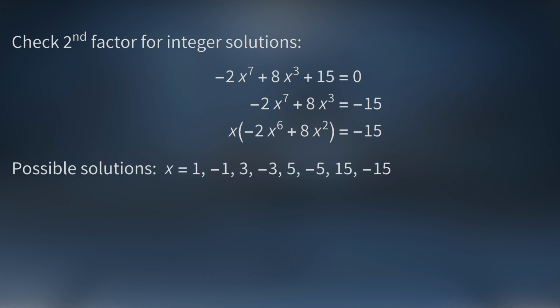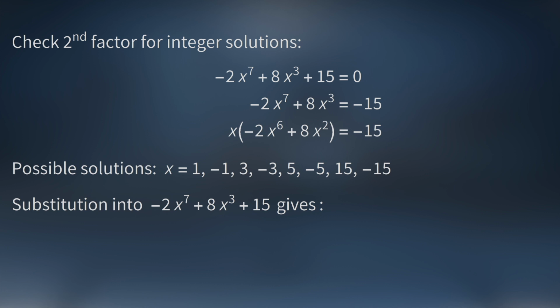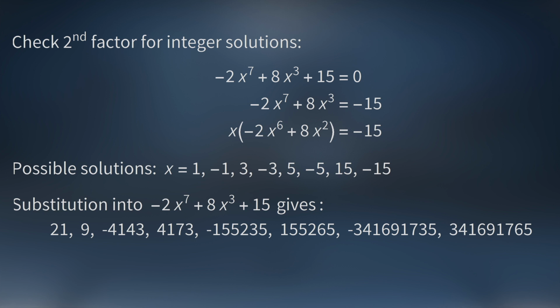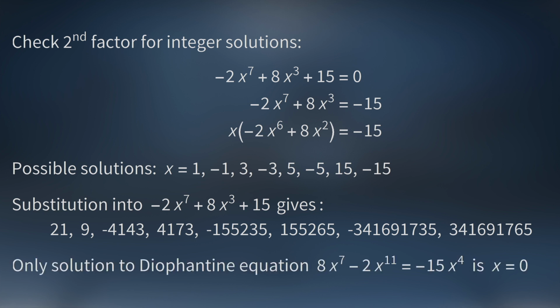Here's a list of all possible solutions. They are all the positive and negative integers that divide negative 15 evenly. If we plug these numbers into the factor negative 2x to the 7th plus 8x cubed plus 15, we get these 8 values. None of them are 0, so we're done. The only solution to the original Diophantine equation is x equals 0.